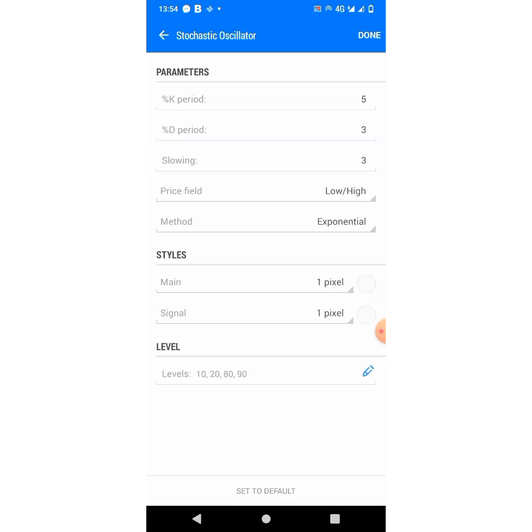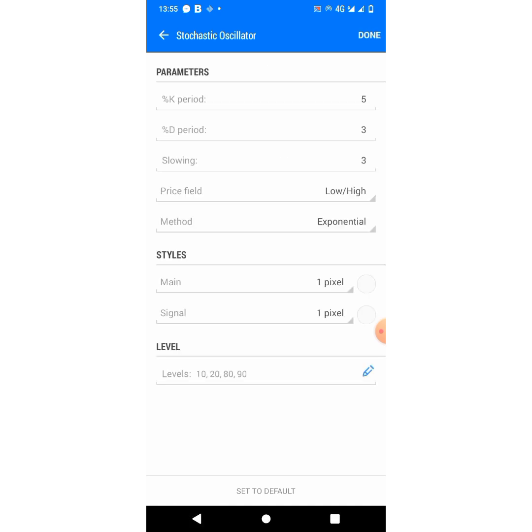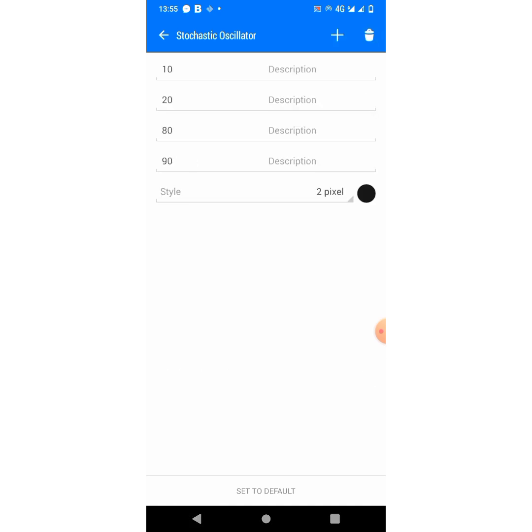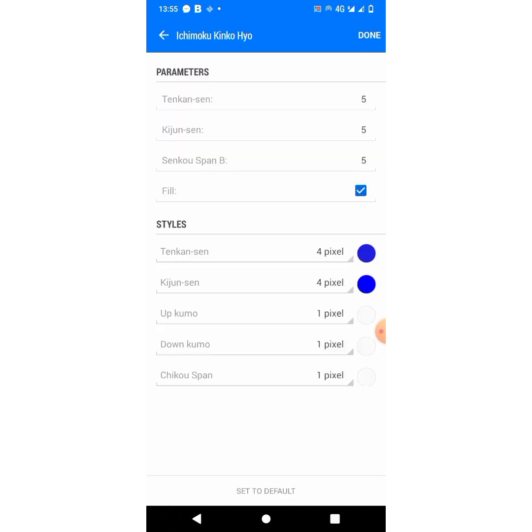The next indicator we have is the stochastic: K percent period 5, D percent period 3, slowing 3, price field high/low, method exponential. The main and the signal are 1 pixel, leave them white. Now the levels, we have the 10, the 20, the 80, and the 90 level respectively. Color is black, style is 2 pixel. When you're done, you just click on done, and then the next indicator we have is the Ichimoku.